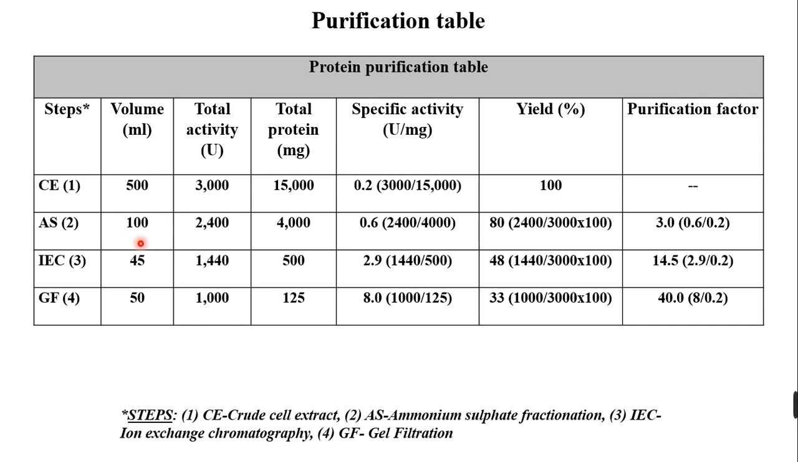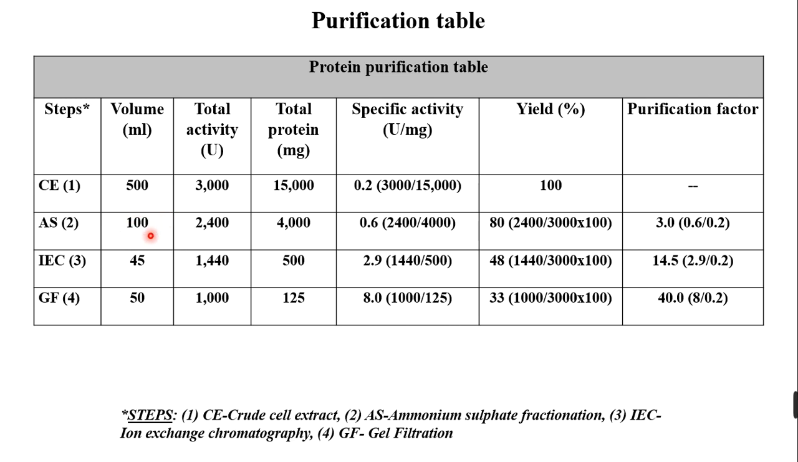You know very well what dialysis means. I already explained the meaning of dialysis and how to do it. So the total volume is 100 ml now. From 500 ml, I precipitated the proteins of my interest with 60% ammonium sulfate, then dialyzed and removed all the ammonium sulfate, and after that I got 100 ml. So this is the starting material for the second step.